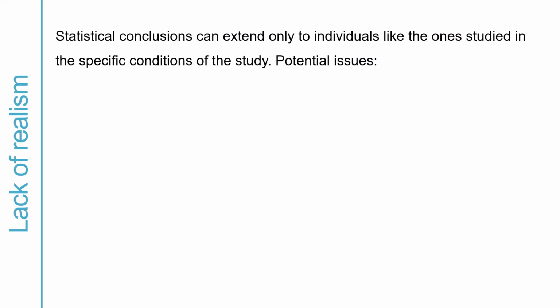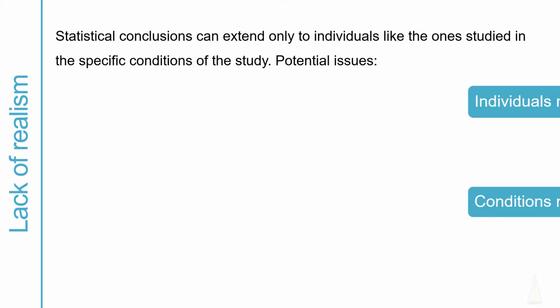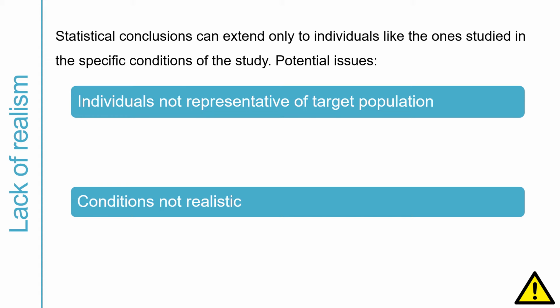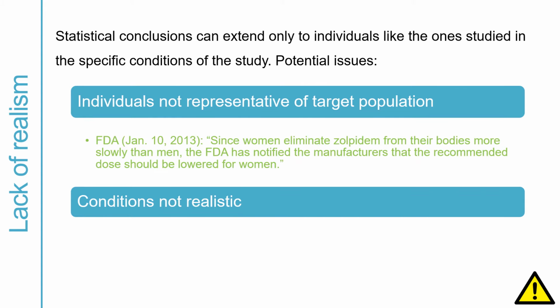Lack of realism can be a big issue with experimental studies, and it can take several forms. The individuals that you use for your experiment may not be quite representative of your intended target population, and the conditions might not be realistic enough to be applicable to real life. It's important to understand that conclusions based on sample data will only expand to individuals like the ones in your sample under conditions like the one of your experiment. A lot of medical studies, called clinical trials, are performed on male subjects, avoiding, if possible, the use of female subjects, perhaps out of concern over potential pregnancies.